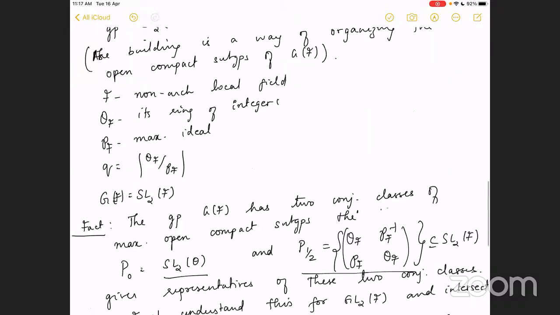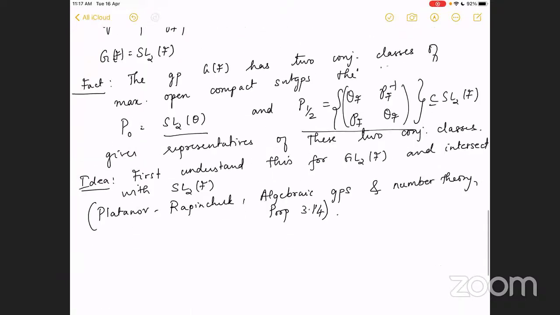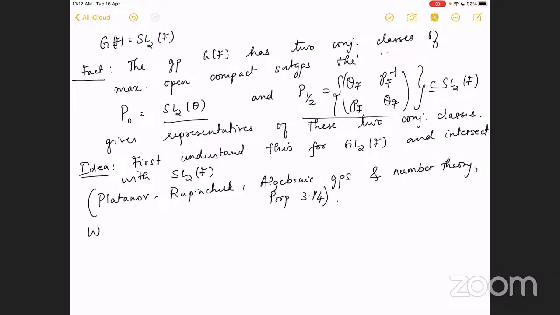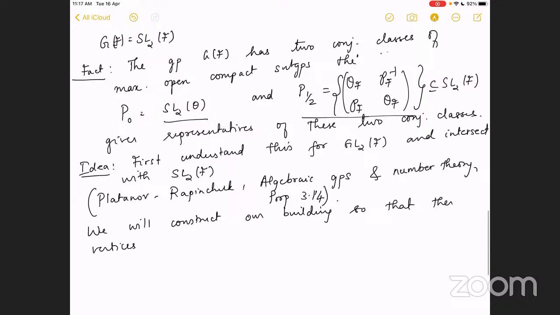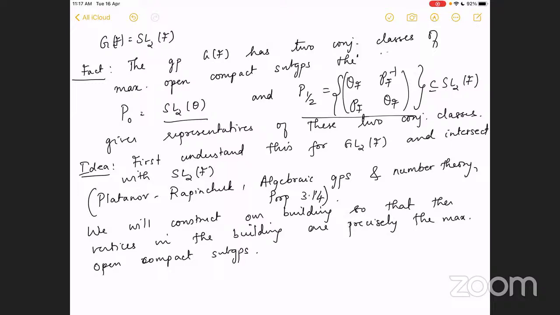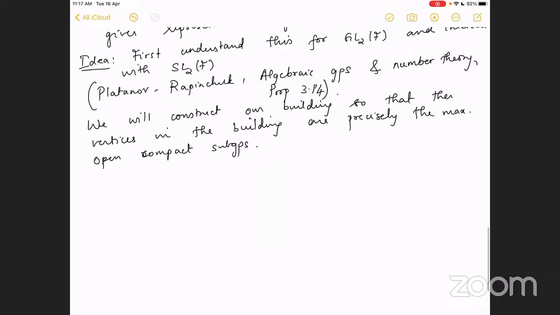Now, if we go by what I said earlier, that the building is a way of organizing the open compact subgroups, then what will happen? We will construct our building. I told you that this will be a simplicial complex, so that the vertices in the building are precisely the maximal open compact subgroups. Okay, so this P0 will correspond to some vertex in the building. Similarly, P half will correspond to another vertex in the building. And then all the other conjugates of this will give you the various other vertices in the building. Okay, so that's how we will be constructing the building.